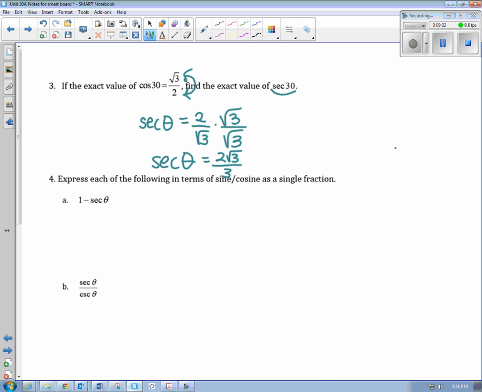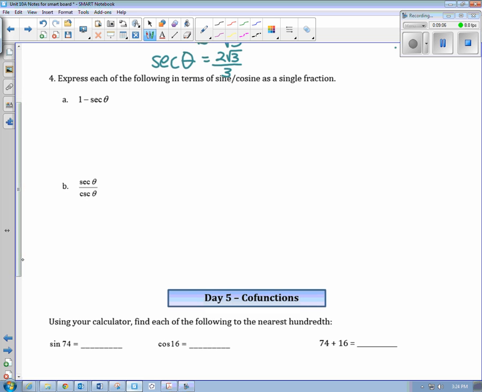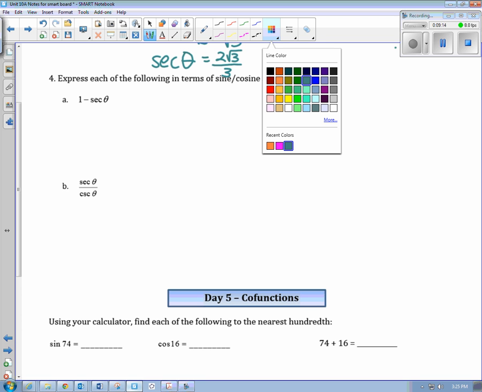The next section is asking us to go through and express each of the following in terms of sine or cosine and as a single fraction. So there's a little bit of algebra that's involved in this. We need to make sure that you're relatively comfortable with that.